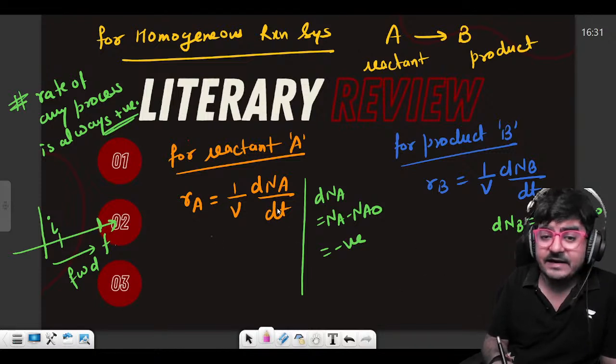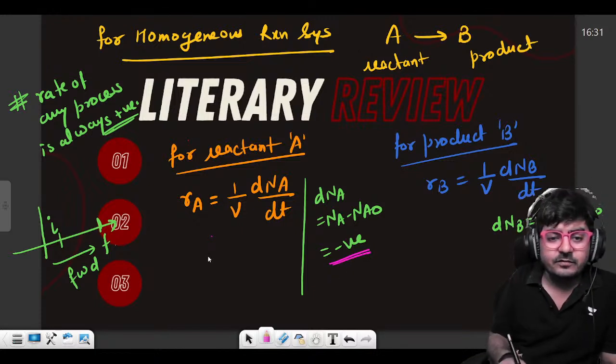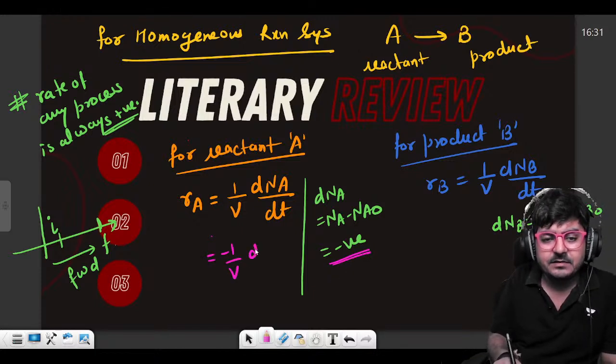तो यहाँ पे DNA negative है. So that's why to compensate this negative value of DNA, what we will do, we will put one minus sign here.